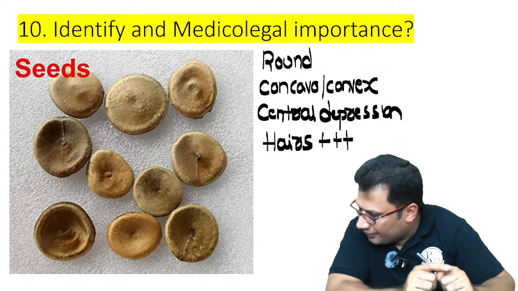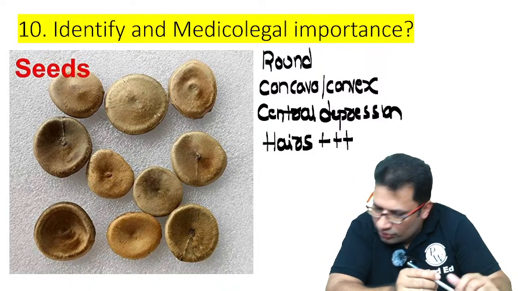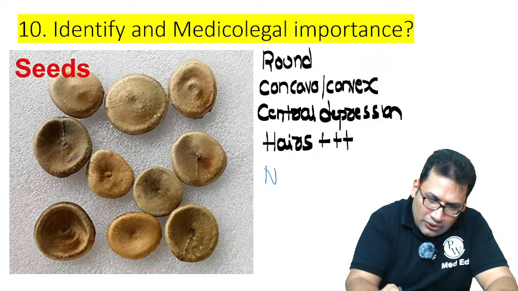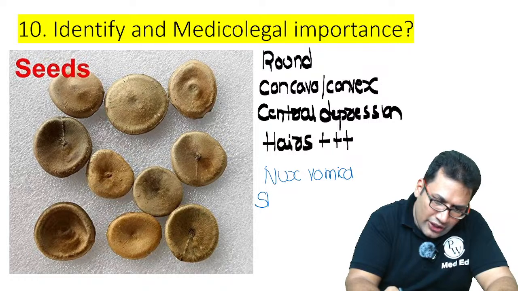What are these seeds? Yes, so these seeds are Nux vomica seeds. Very good. So these are Nux vomica seeds. So what do they consist of? Strychnine.